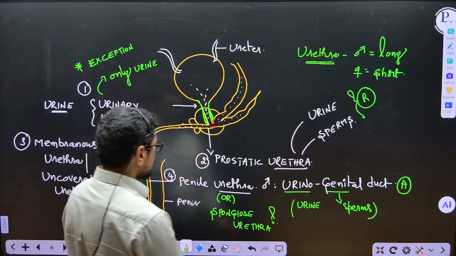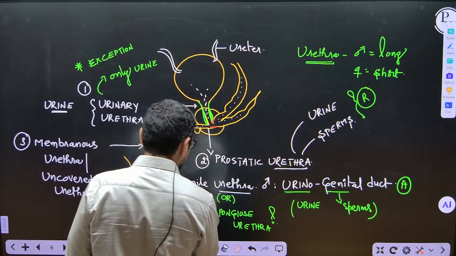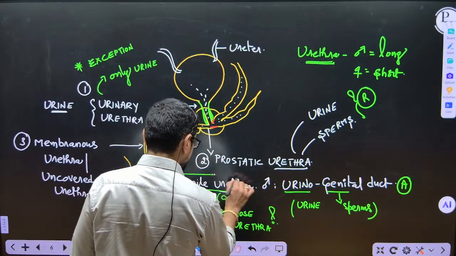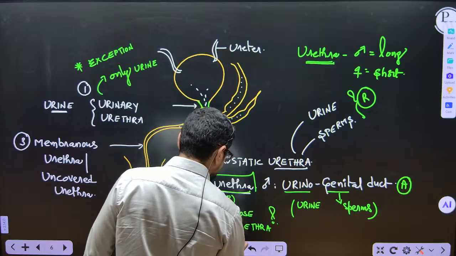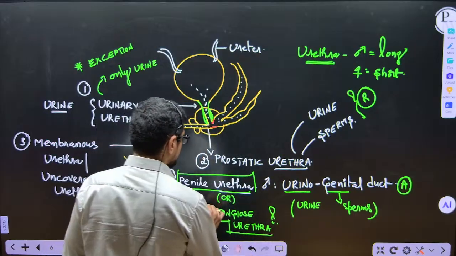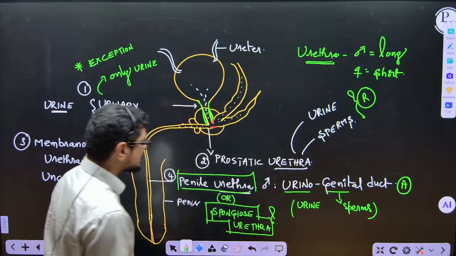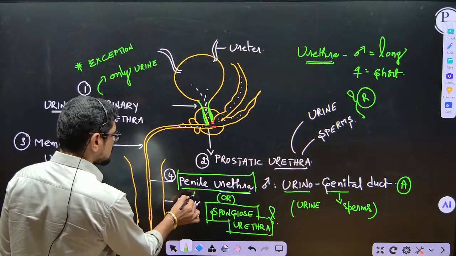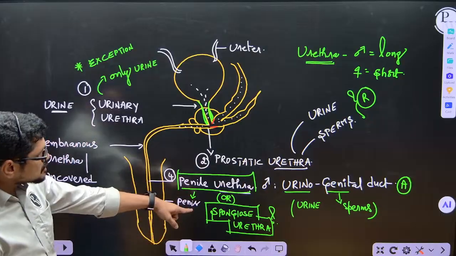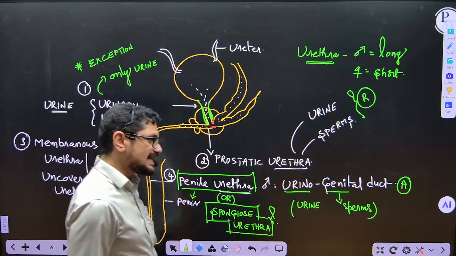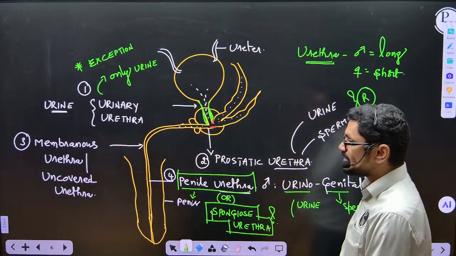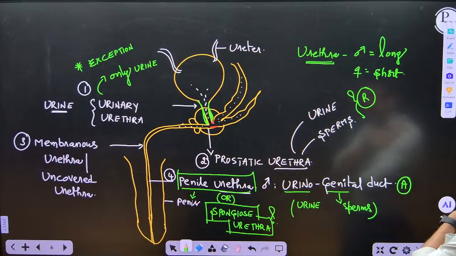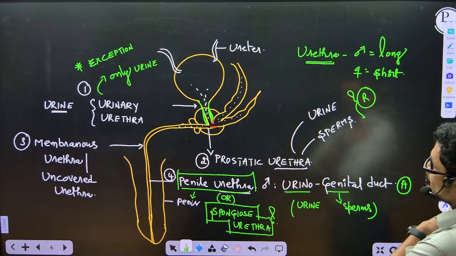So the point I have to explain is why this penile urethra is called spongious urethra. Basically, what is this penile urethra? Penile urethra is nothing but the urethra which is present in the penis. Very simple. Then why is it called spongious urethra? I will tell in the next slide. That's all about this slide. Take the screenshot of this slide also. Super slide.